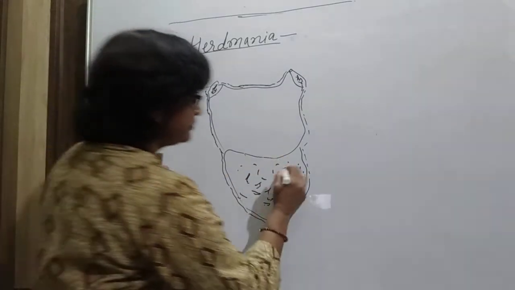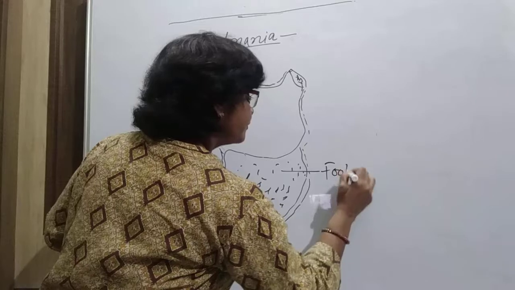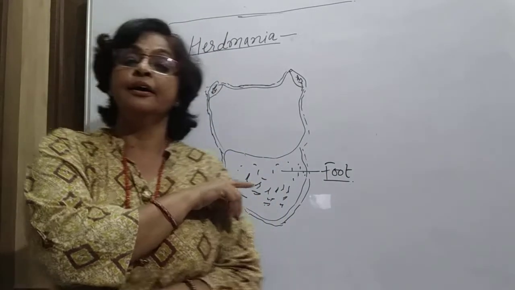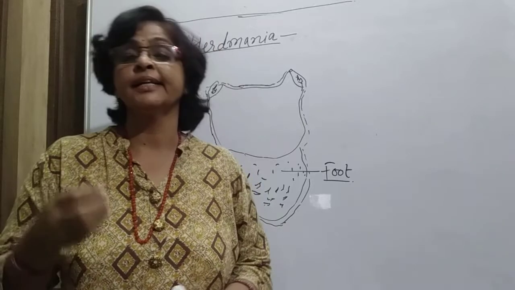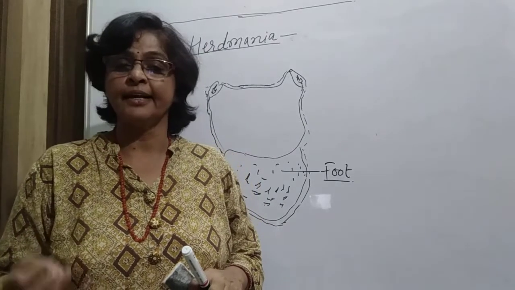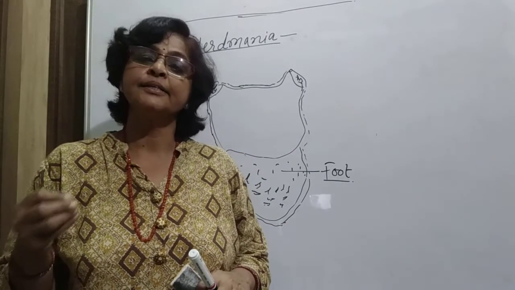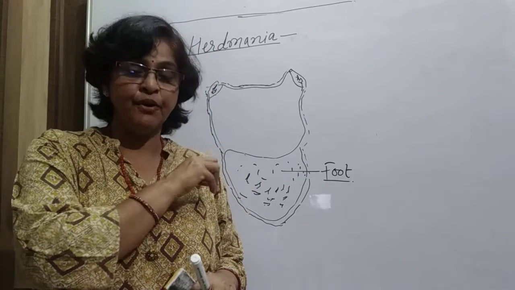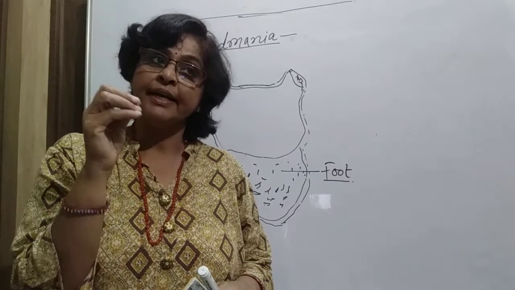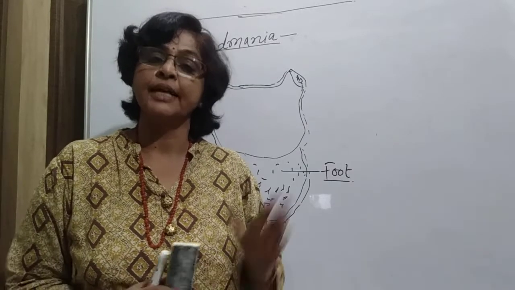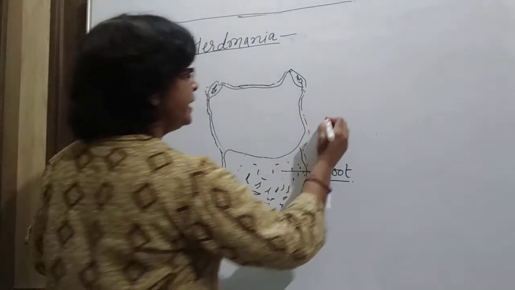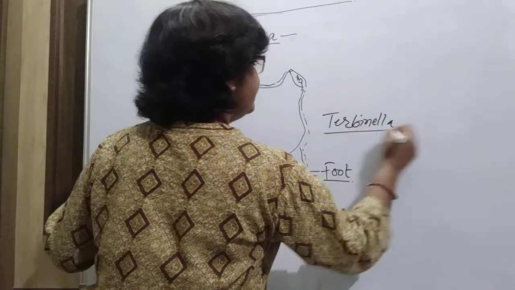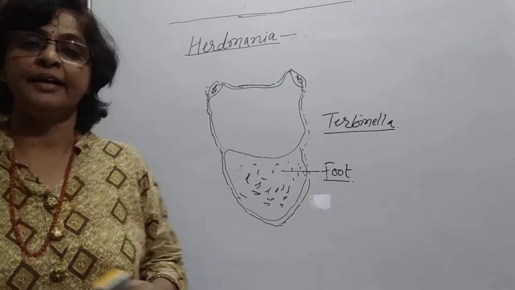A number of animals harbor in this foot, like gastropods and small microscopic organisms like algae, diatoms, and others. They live inside this foot, and a very special species of gastropod, known as Turbinella, lives in commensal relationship with this Herdmania.